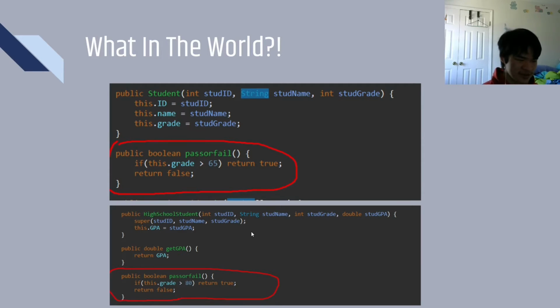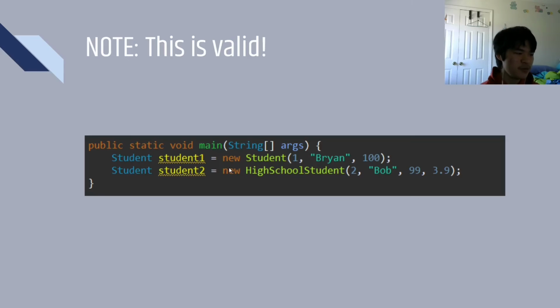In high school student, which is a subclass of student, we have the exact same method. That's kind of weird. So we have if this.grade is greater than 80, return true, otherwise return false. Now, the reason this is interesting is because in our previous statement here, we have student1 equals new student, it's a normal student. Now this is a new high school student.